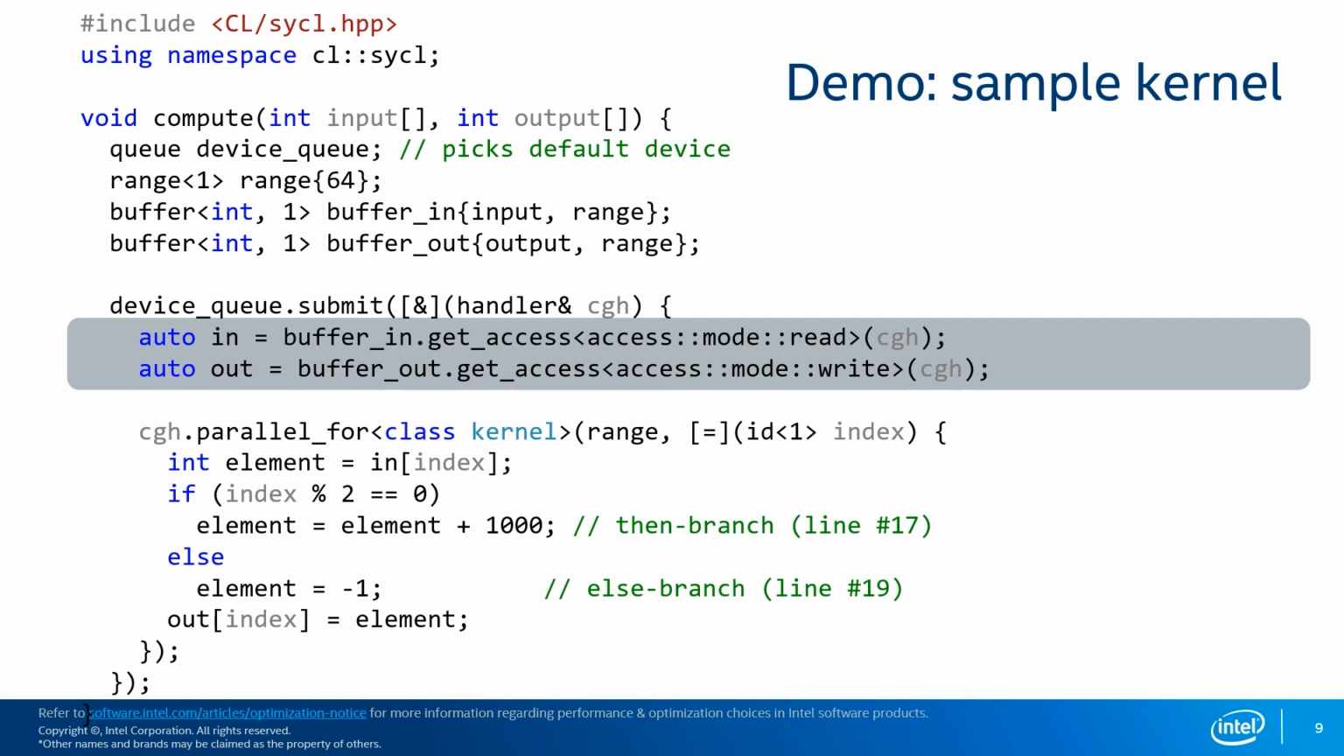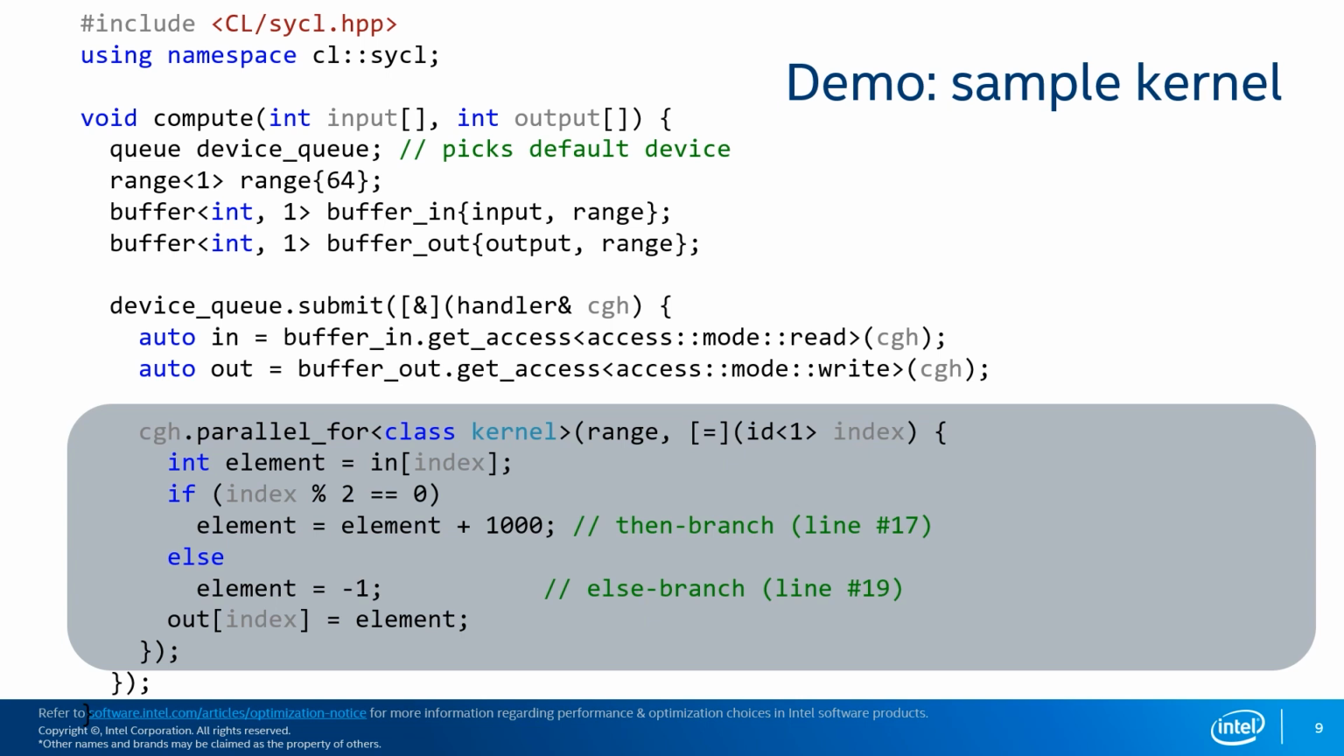And then it submits the task to the device queue. Inside the task, we define two accessors, the input accessor with the read permissions and the output accessor with the write permissions. And then we submit the kernel with a parallel for. Inside the kernel, we take an element with the input accessor, we modify the element, and then we store it to the output accessor.